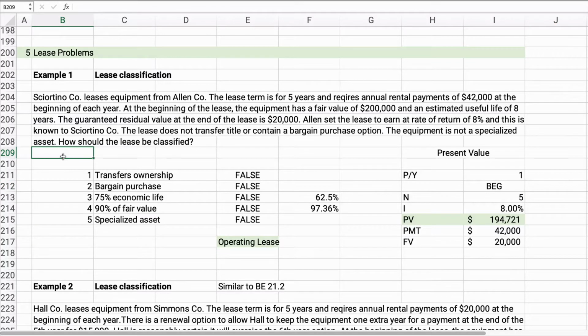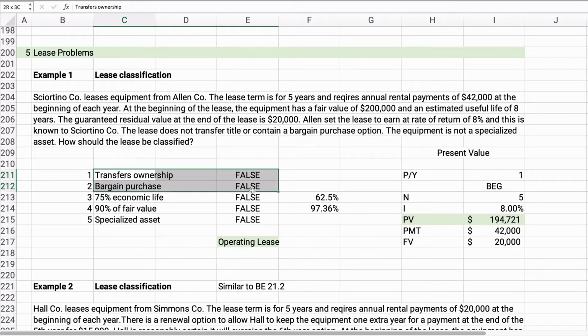Hello and welcome. Today we're going to work on 5 different little problems. They're kind of similar to brief exercises, so I've kind of shown how this works. So the first one has to do with how a lease should be classified. And here's what I've done.